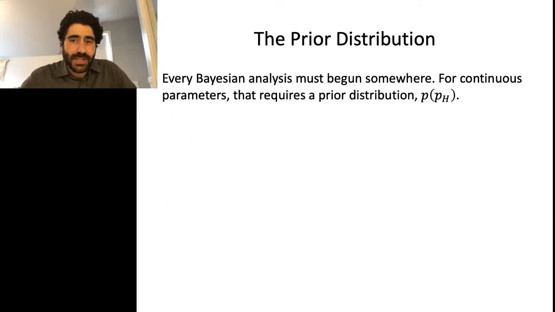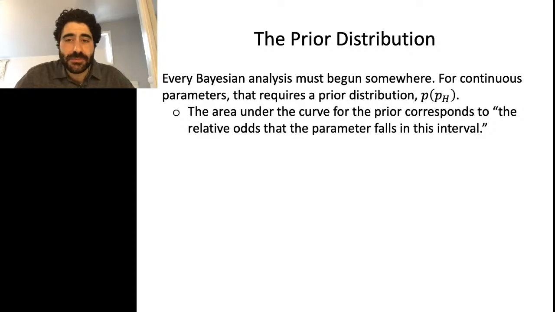Okay, so we need to start with a prior distribution. This is, again, a continuous parameter from 0 to 1. And so the area under this curve, just like for all our probability distributions, tells us the relative odds of each of these possible intervals. The idea is that if we make this distribution higher in some places, it means that we think it's more likely that P of H is around that value.